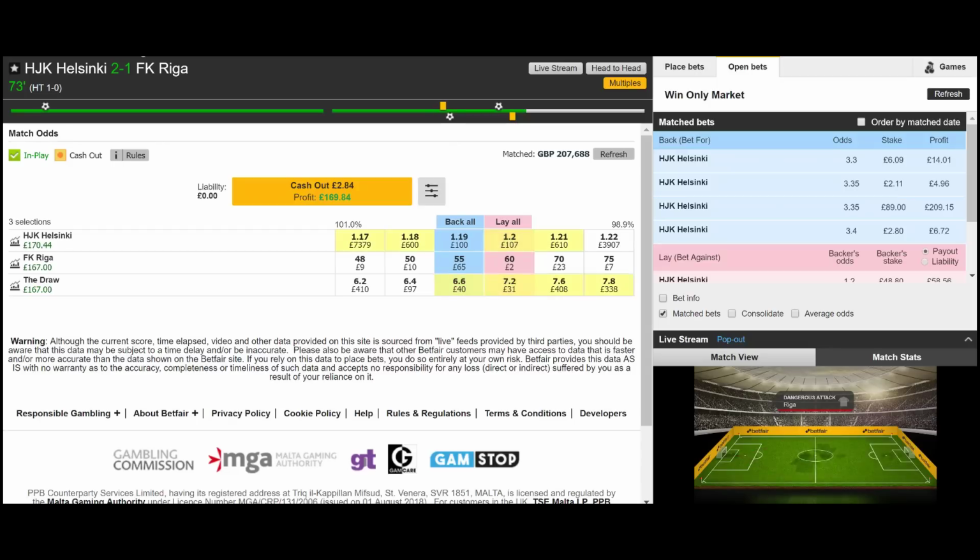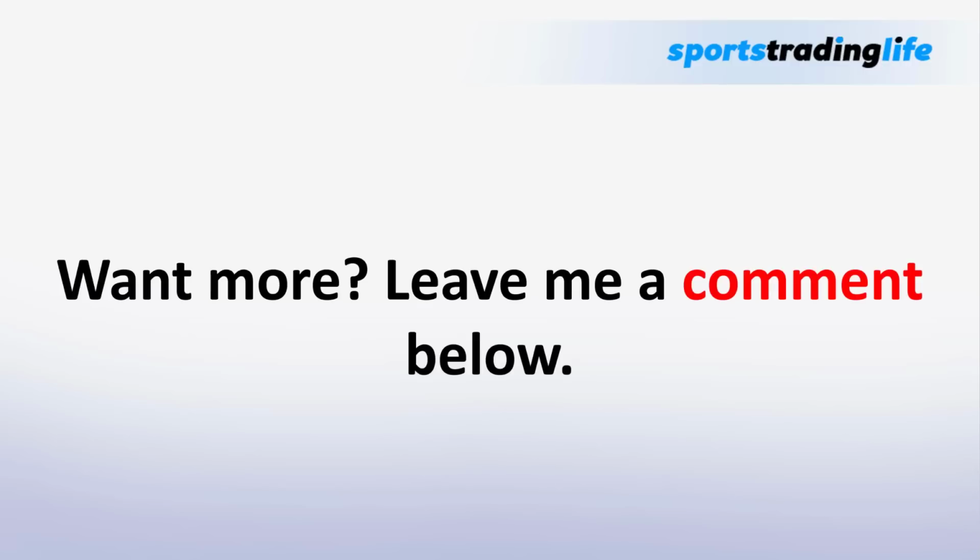So there you have it. Helsinki 2, Riga 1, and a good example there of leveraging the profit potential out of the trade in order to maximize your profits. And anyway, that is about it for all the real life trading demonstrations of that particular tip.